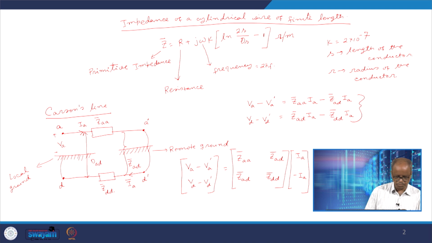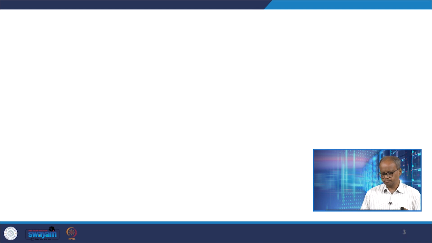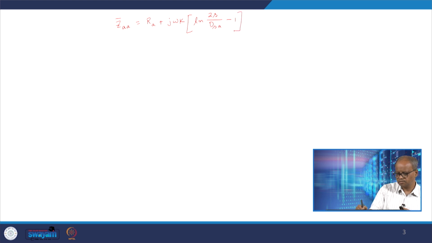So, this would be the matrix representation of these two equations. Now, what is the expression of ZAA? It would be, let us say, RA plus j omega k into log twice S by DSA minus 1, right. DSA is nothing but 0.7789 into the radius of the original conductor AA dash.